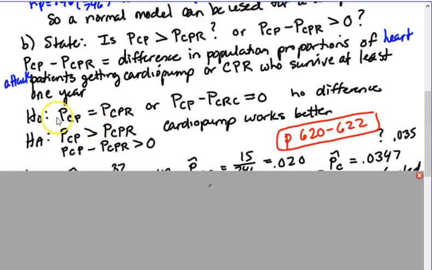Basically, the null hypothesis is that there's no difference, that the proportions are the same whether they were treated with a cardiopump or CPR. What we're trying to find evidence for is that the cardiopump works better, so the survival rate proportion for cardiopump is greater than CPR. But we have to have a number to work with. So we end up subtracting and saying the difference is equal to 0, or the difference is greater than 0.